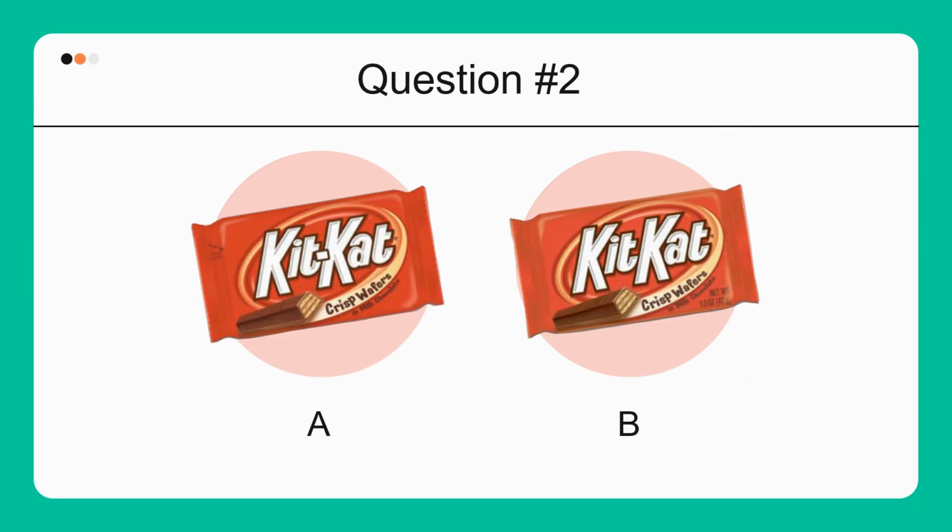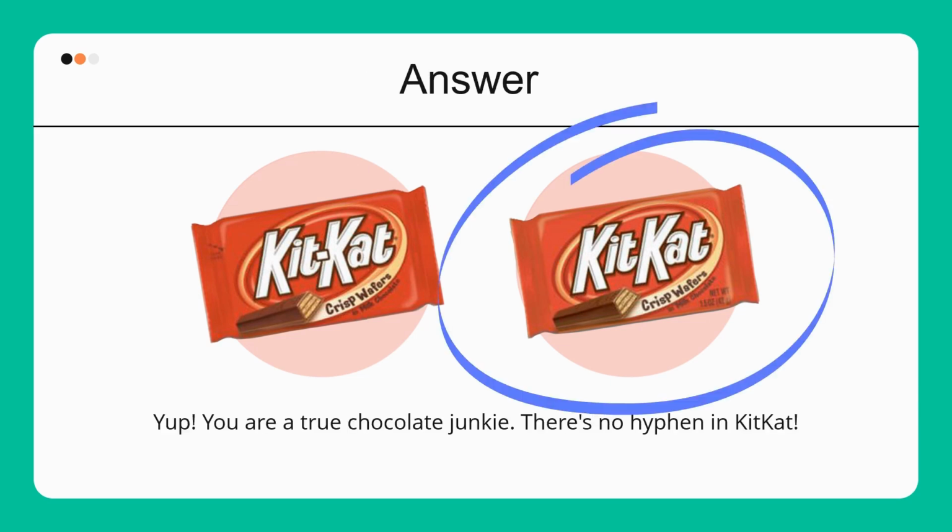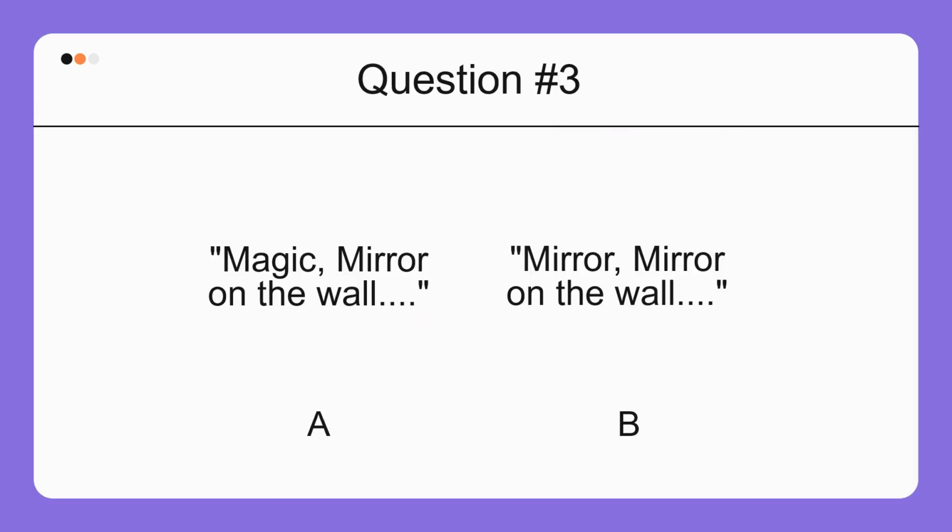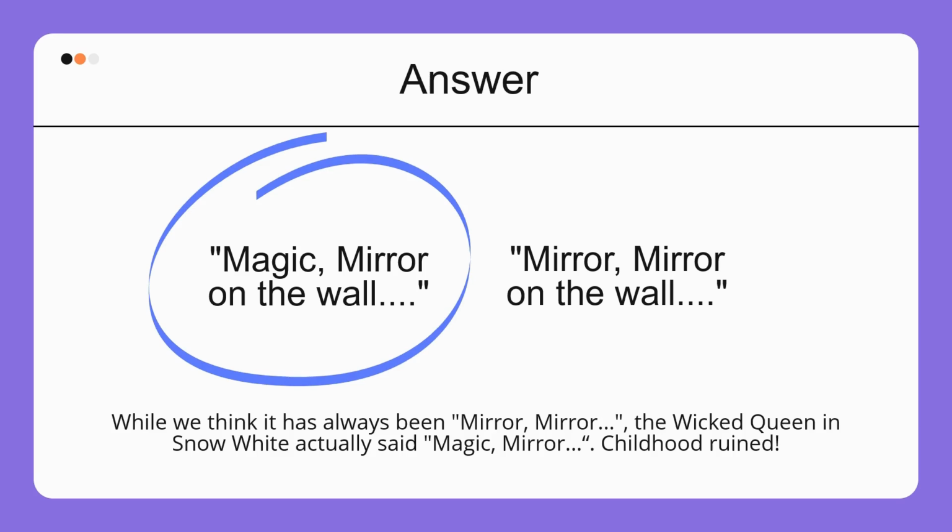Which candy bar wrapper is correct, A or B? If you said B, you are a true chocolate junkie and know your candy bar wrappers. There is no hyphen in Kit Kat. Question number 3, is it magic mirror on the wall or mirror mirror on the wall? I know, not the one you expected. It's magic mirror on the wall. The Wicked Queen in Snow White actually said magic mirror.